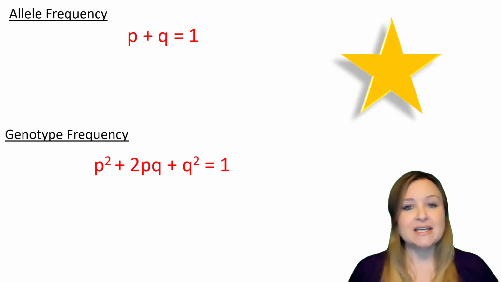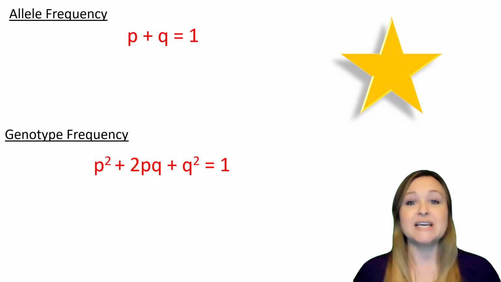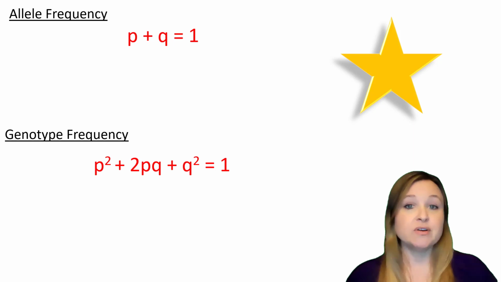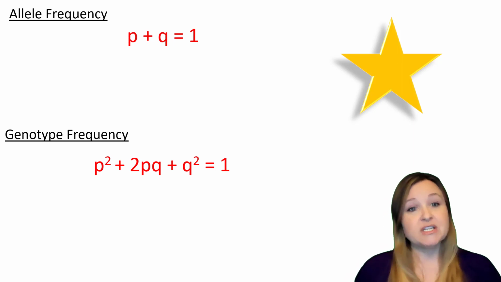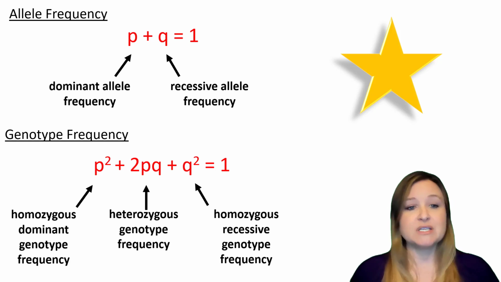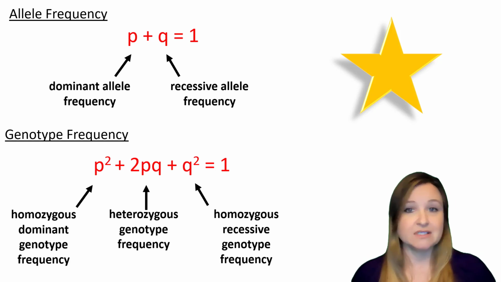Now, the first thing to keep in mind is we have two important equations that are necessary to really understand what we're talking about when we talk about the Hardy-Weinberg theorem. The first equation is P plus Q equals 1. When we talk about P plus Q, we're talking about the frequency of the alleles. So P is the frequency of the dominant allele, and Q is the frequency of the recessive allele.